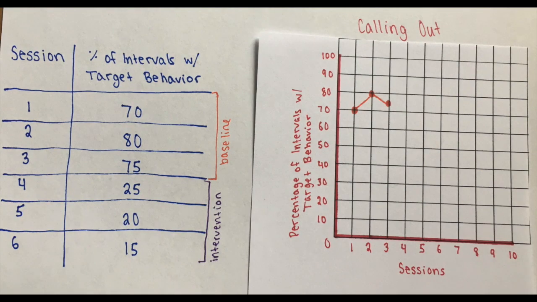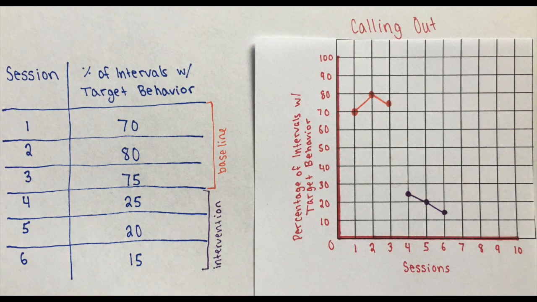All right, so now you're going to start graphing your data. So we'll start with the baseline data, that's sessions 1 through 3 on the data on the left. So looking at session 1, you had 70% of intervals with target behavior. So looking at the x-axis, you're going to find 1, and then at the y-axis, find 70, and you'll put your data point on that intersection. So you'll do the same thing for sessions 1 through 3. So you'll find 70, 80, and 75. And when you're done, you're going to connect the data.